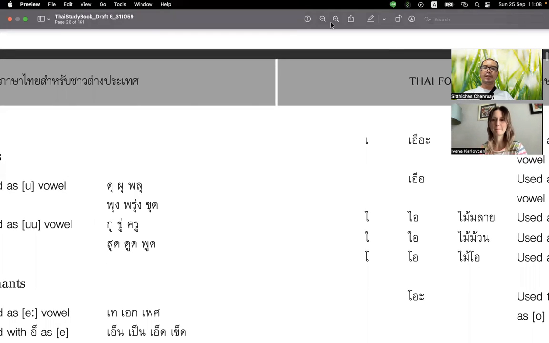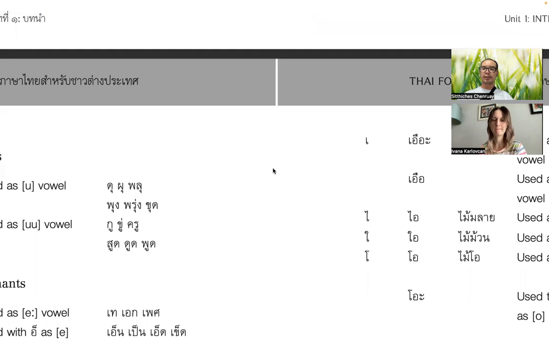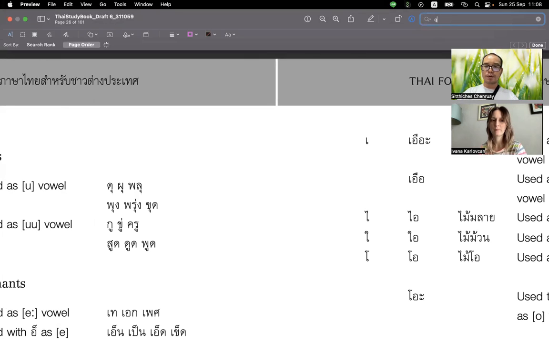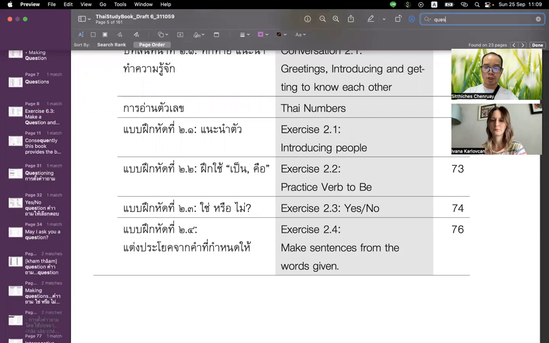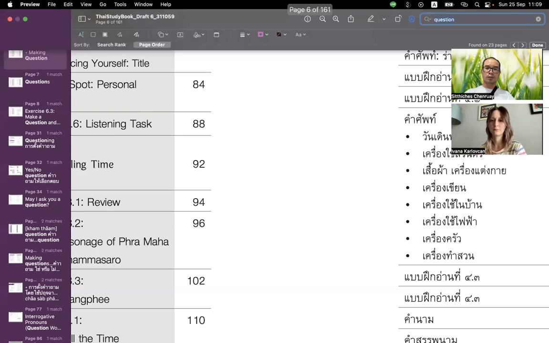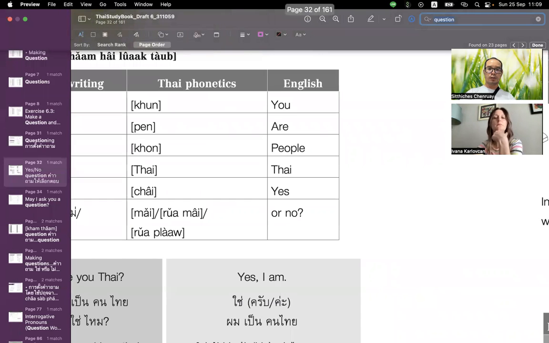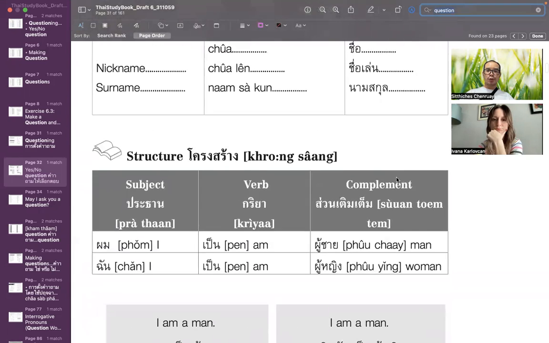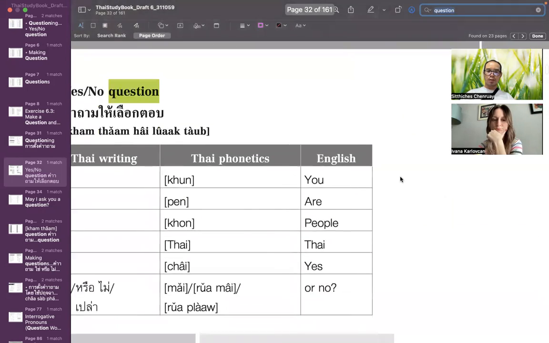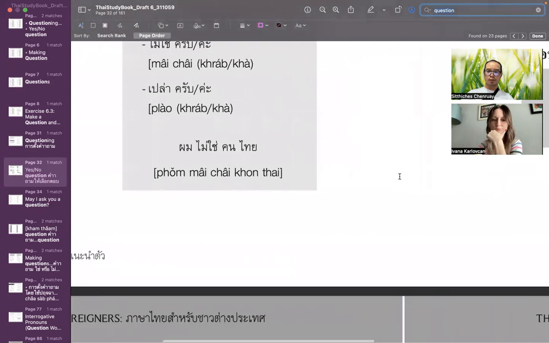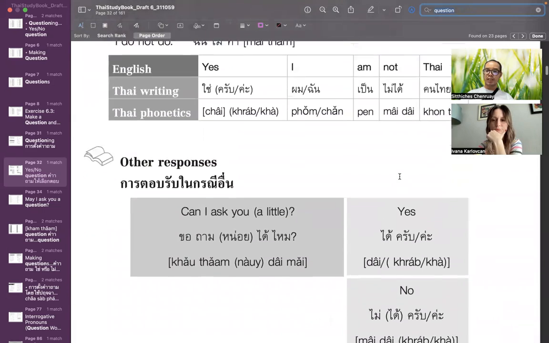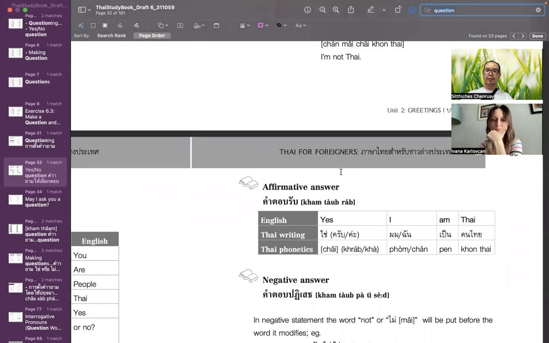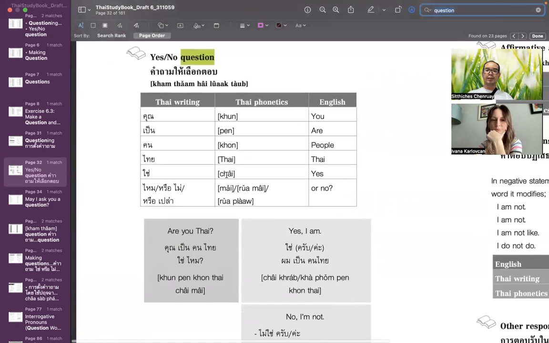I will search for ask question, right? Ask question. Where is it? Some question. Recently, on the page. What page? I can see the web page. Page number 63. Can you see?